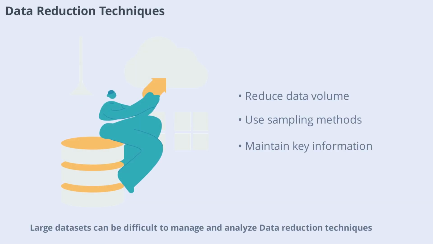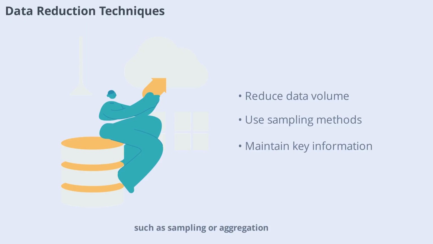Large datasets can be difficult to manage and analyze. Data reduction techniques such as sampling or aggregation help decrease the volume of data while preserving essential information. This makes processing faster and more efficient, especially when working with big data.